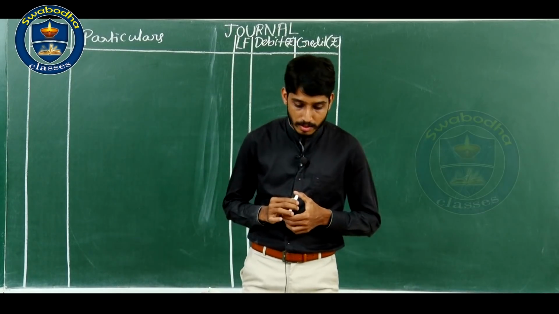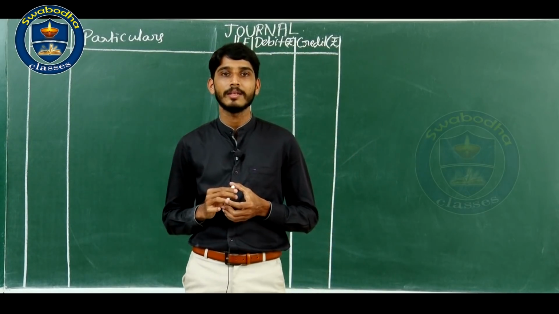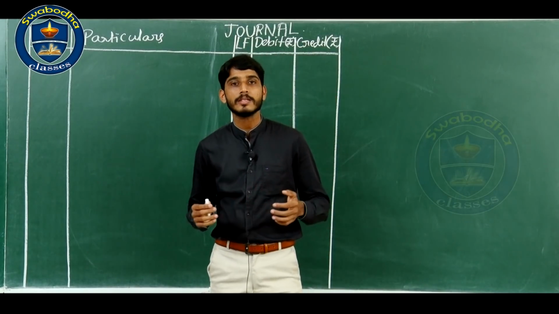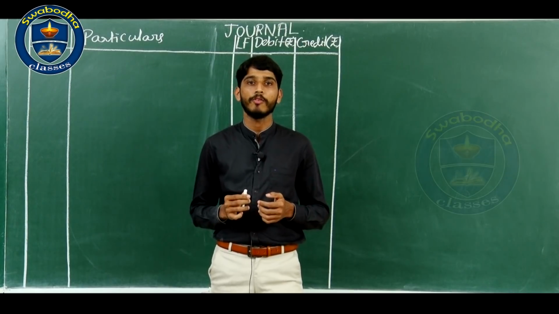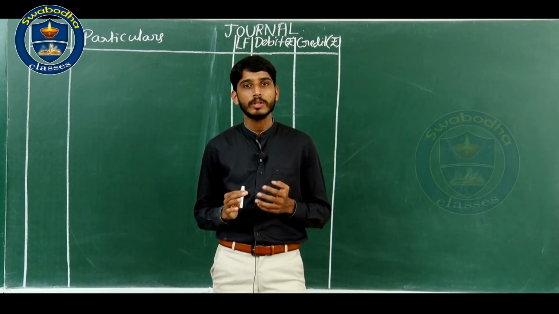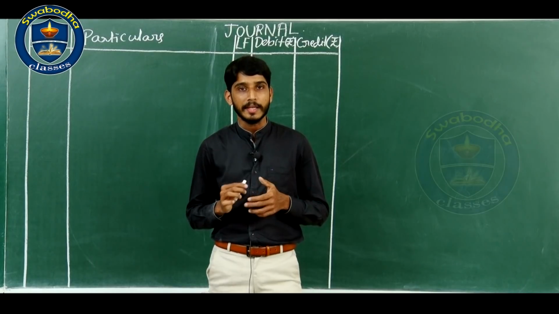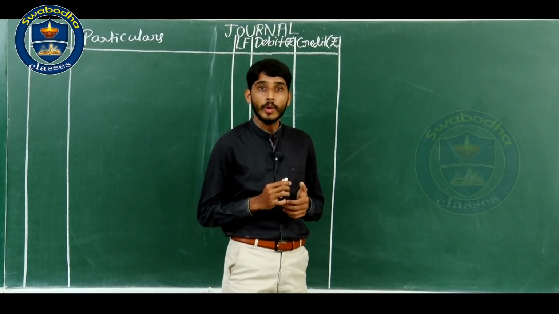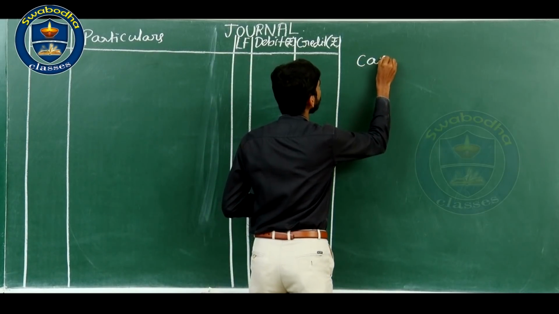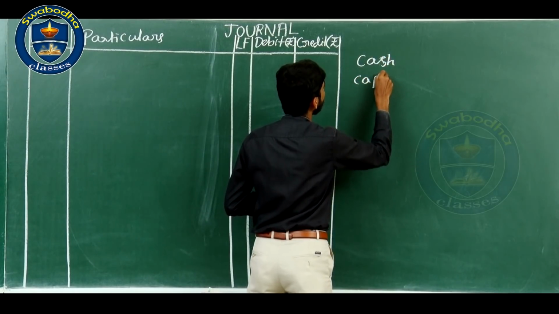The question is, from the following particulars, pass the necessary journal entries. The first transaction, business commenced with the capital of rupees 6 lakh. Now, the first task is to find out the two accounts involved in the transaction. So, in this particular transaction, the two accounts involved are cash account and capital account.